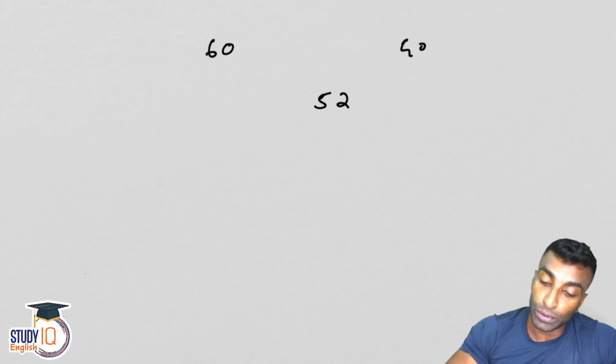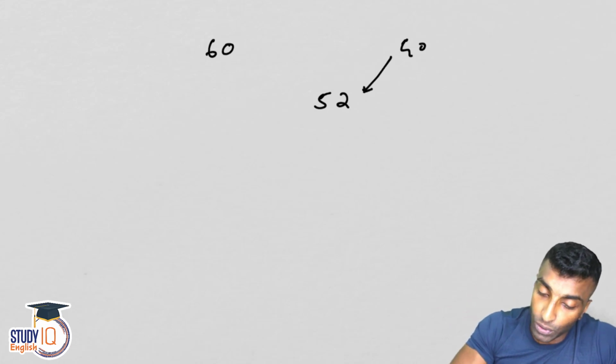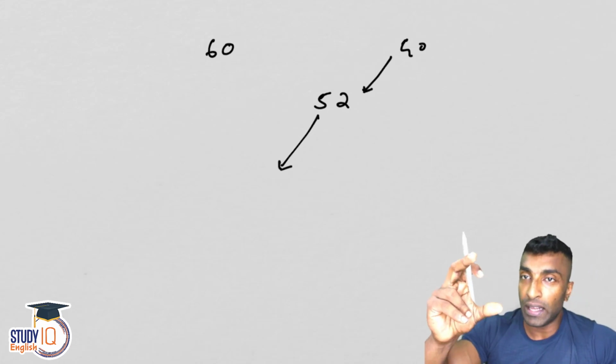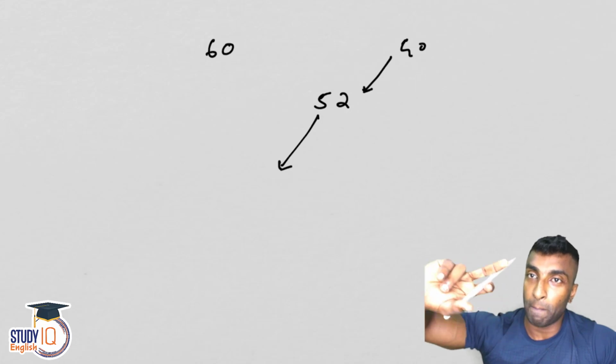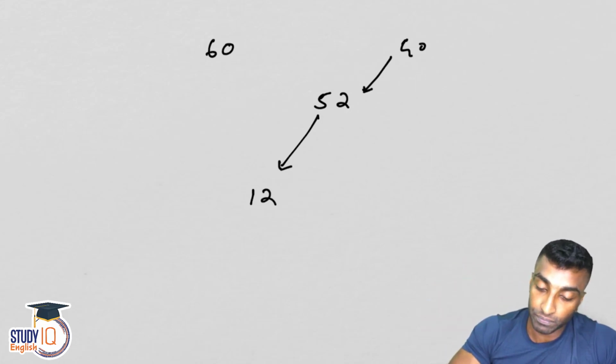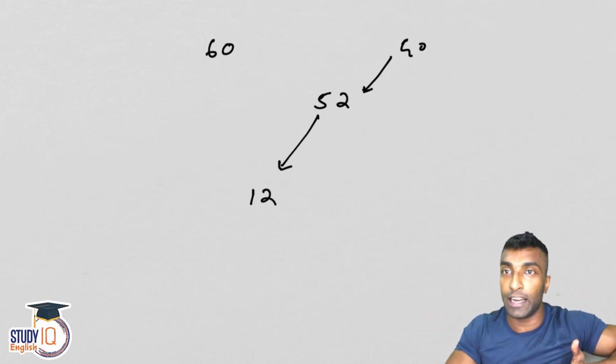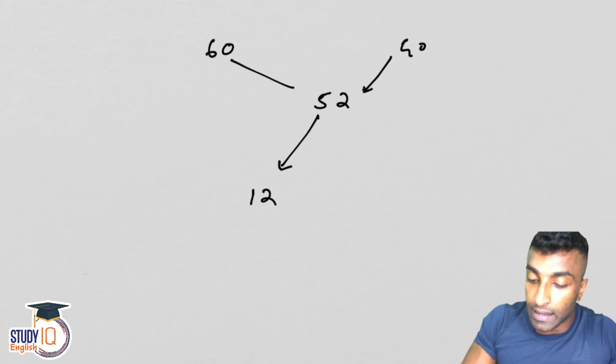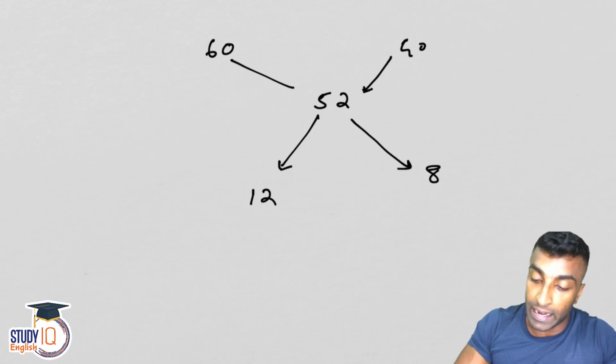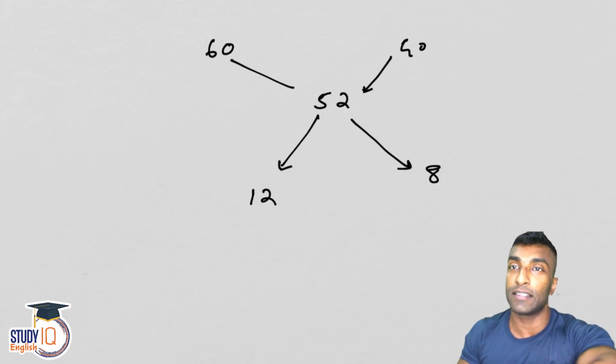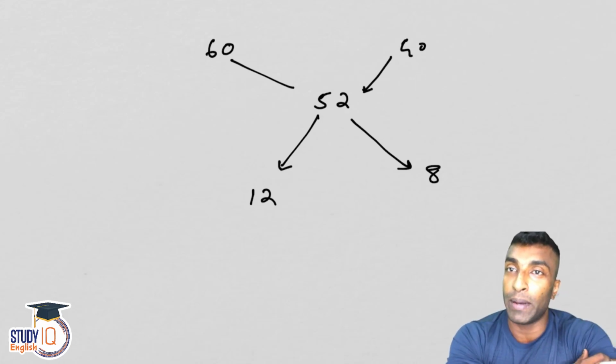So what you need to do is take the difference, going in this order only: 52 and 40. What is that difference? 12. That difference you write diagonally. And for 60 and 52, what is the difference? 8. So you just take these differences. This is what you mean by allegation.